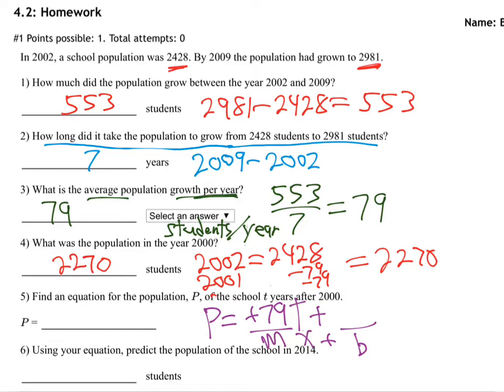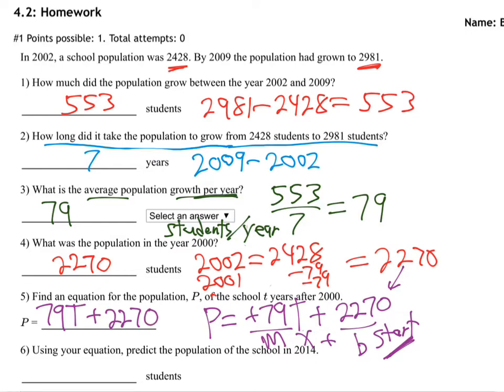Plus, and then what's the number at the back? Remember, that's always the starting number. That's the 2270, because that was how many in the year 2000. Because we're comparing to, we're saying after the year 2000. What did it start? In the year 2000. So there it is, 79t plus 2270. That'll give you a formula.